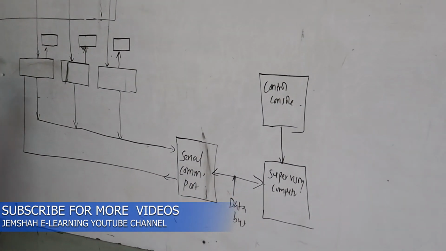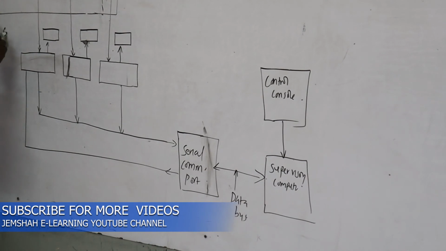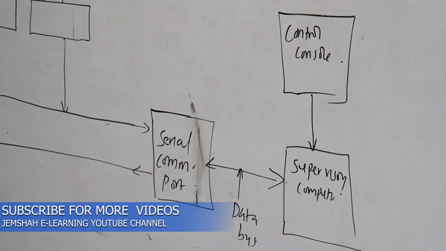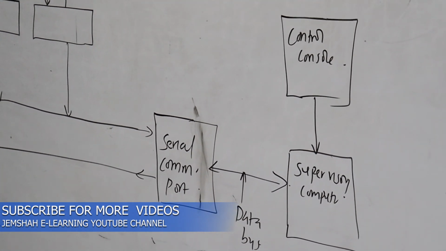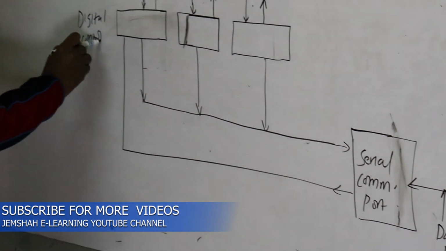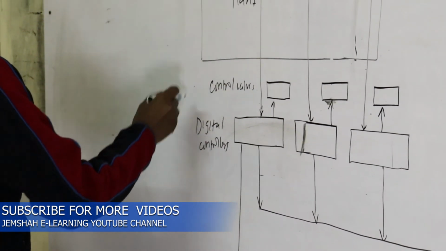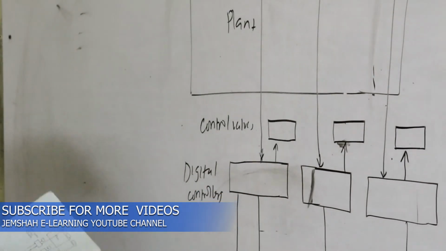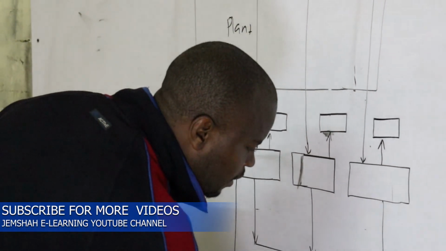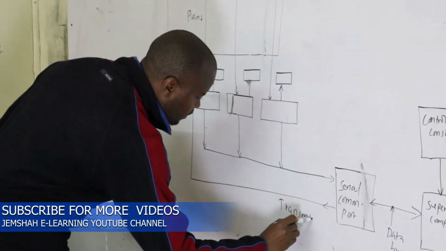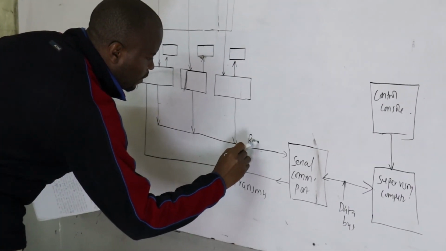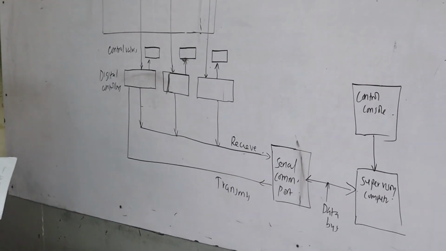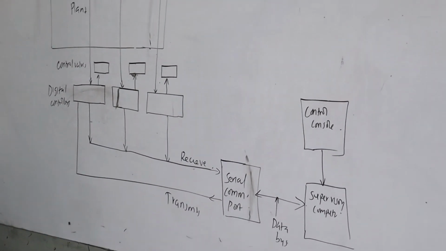So here we have control valves, then digital controllers, and transducers. So that is a block diagram, in which there is transmission, so we transmit, and in this case this is the receiver, we receive. So basically that is what we refer to as the computer supervisory control.